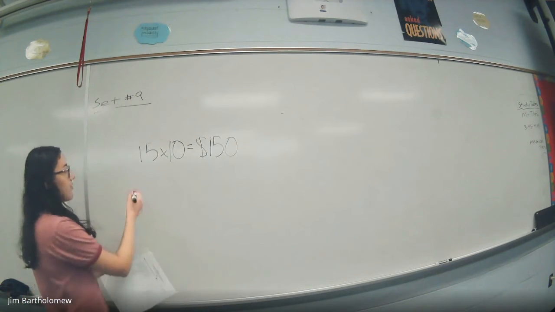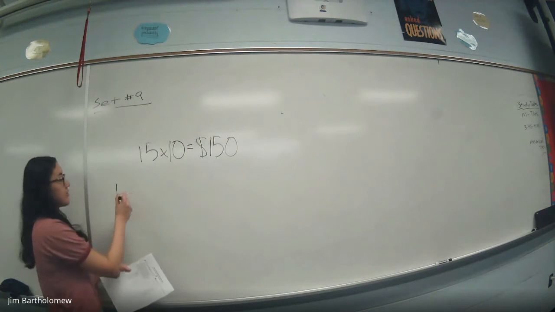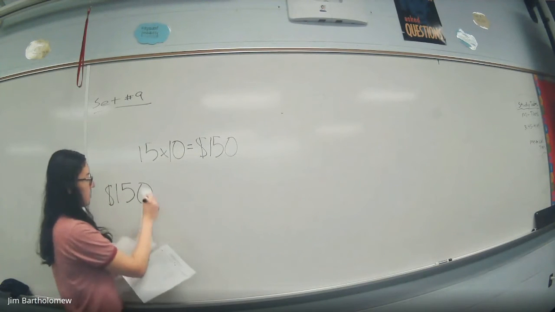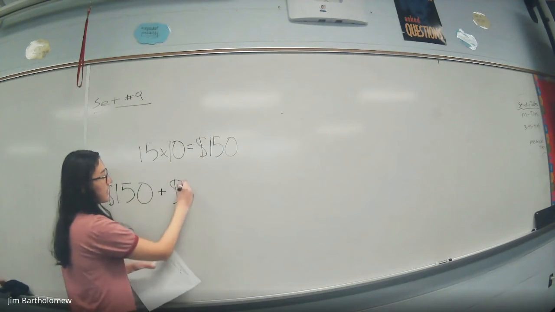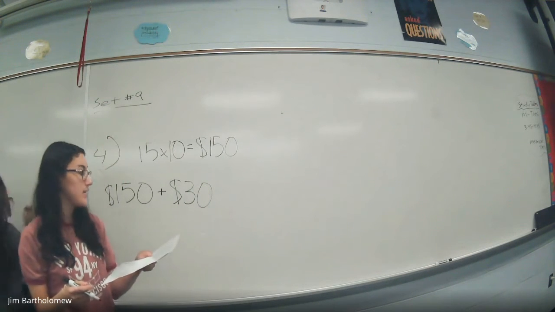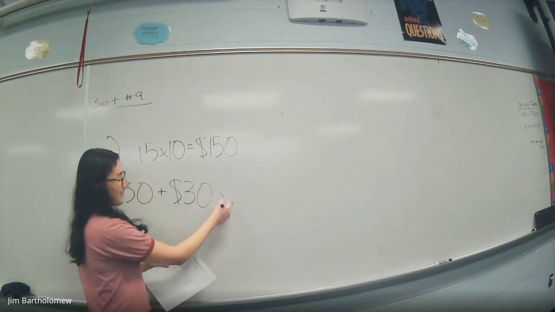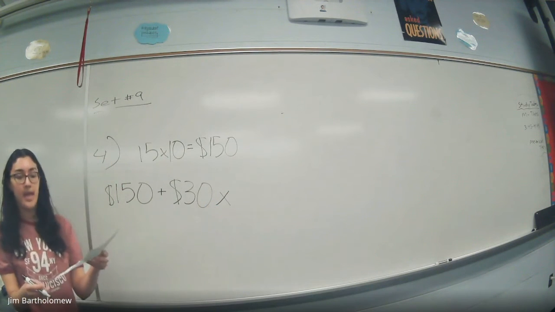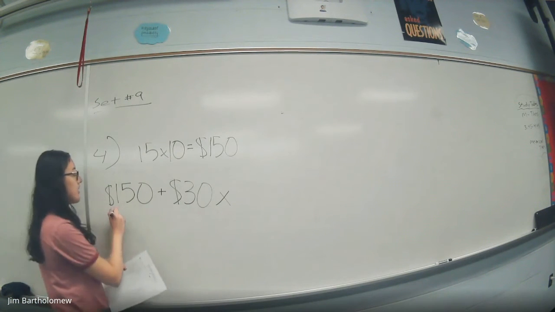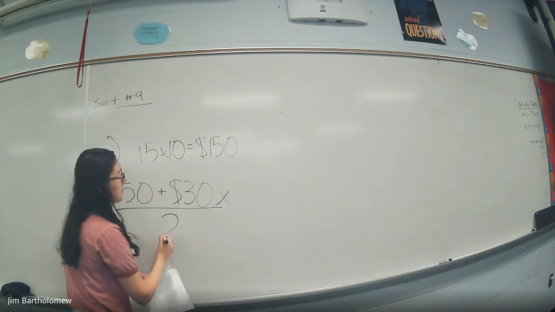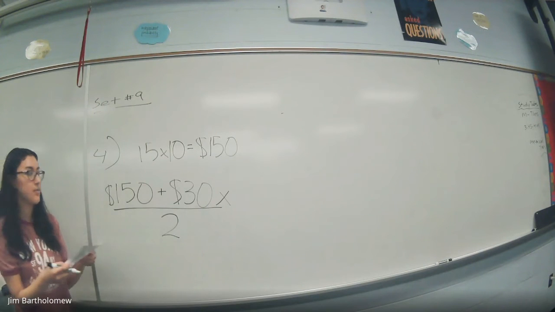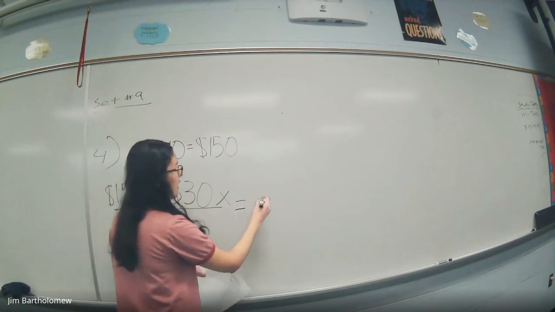So we have our $150. Let's set up an equation from this. So you can take $150 plus 30x, and x is representing the number of hours he needs to work for the rest of the week, and that's what we need to figure out. Okay, and it says that he saves 50% of his earnings from each week, so we have to divide this by 2 to take 50%. And then this total has to equal $300 for the week, so that's what we put as the y value.